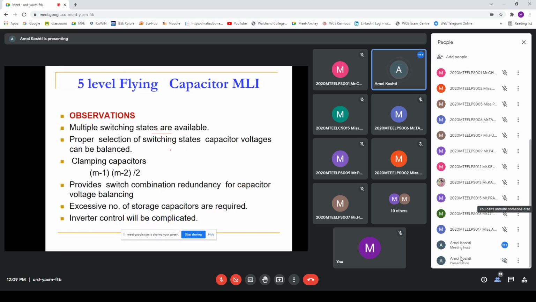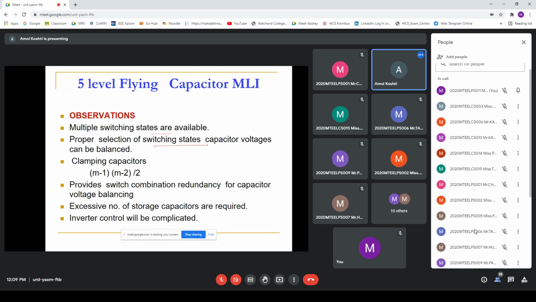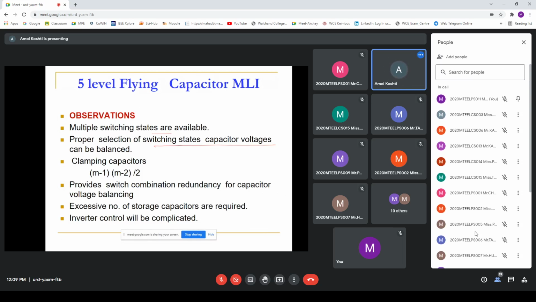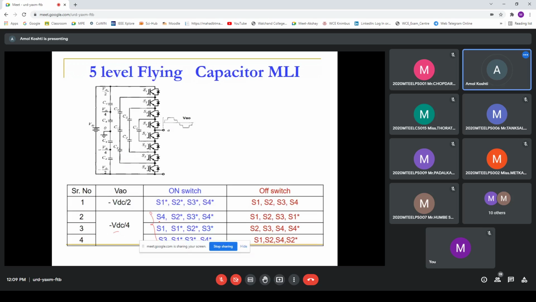With the proper selection of the switching state, the capacitor voltage can be balanced because of this multiple switching. Multiple switching means any of these three we can use. So now there are three ways to produce minus VDC by 4, and we can use any one of these.